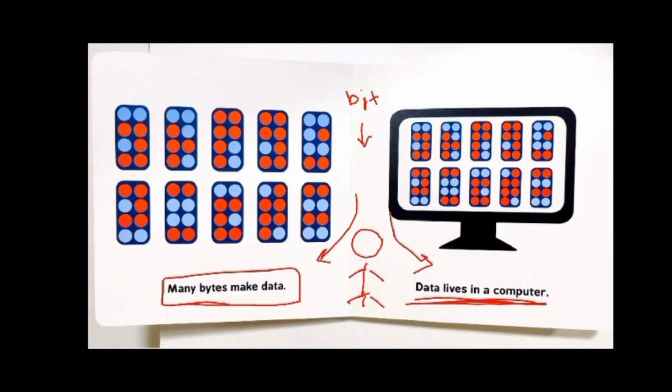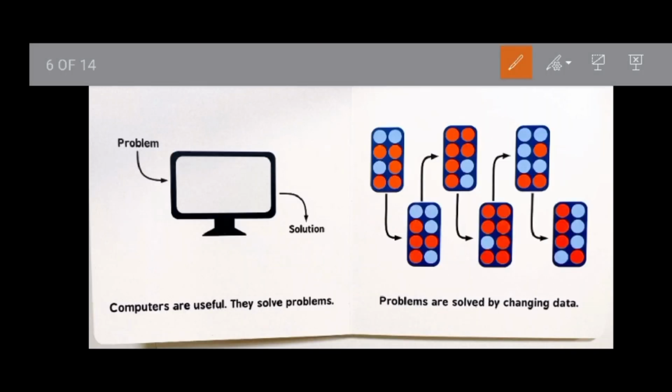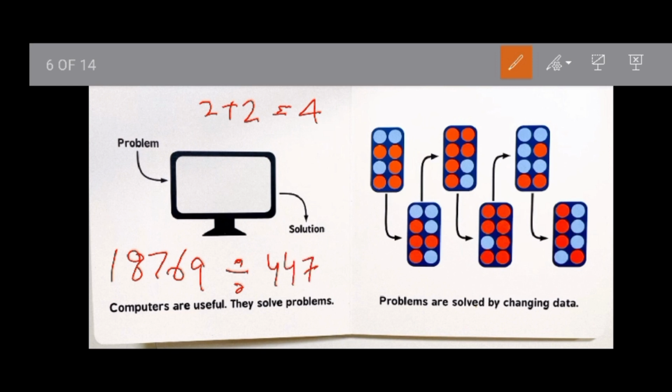We say that computers are useful, they solve problems. I'll give you an example of why we need computers. I have a question: 2 plus 2. You know the answer, you will say that's 4. But if I write a really large number like 18769 divided by 447, then it's a tough problem.